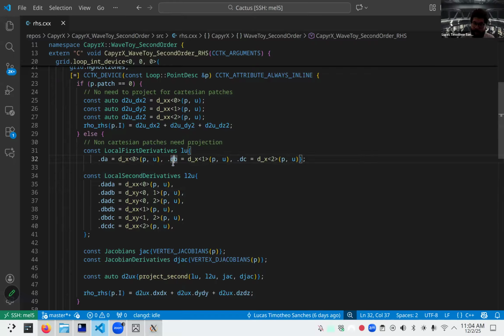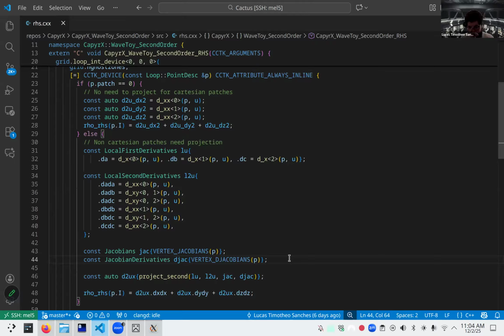So the x, the y, and the z derivative. And you also fill another struct with your local second derivatives. The same thing. Then here you need your diagonal derivatives, but you also need your mixed derivatives, right? Here you have some handy functions to read the Jacobian grid functions that you're going to use for these projections, right? You need the Jacobians and the Jacobian derivatives of your coordinate transformations.